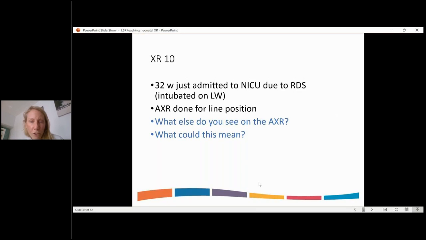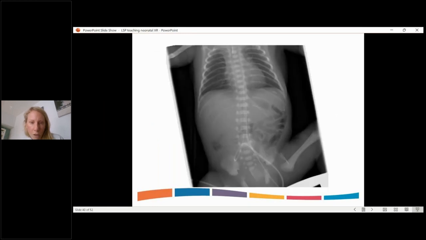So the next one, this is a 32-weeker who was just admitted to NICU because of respiratory distress syndrome. Mum had only had one dose of steroids and baby had increased work of breathing and oxygen requirement and was having a couple of apneas, so it was intubated. And they did an abdominal x-ray for line position. What else do you see on the abdominal x-ray?